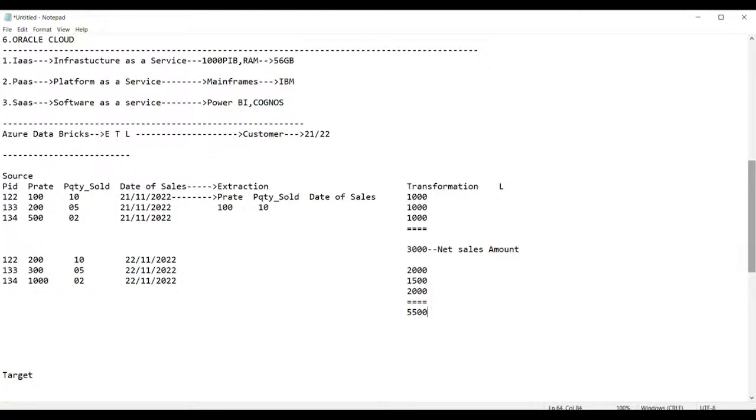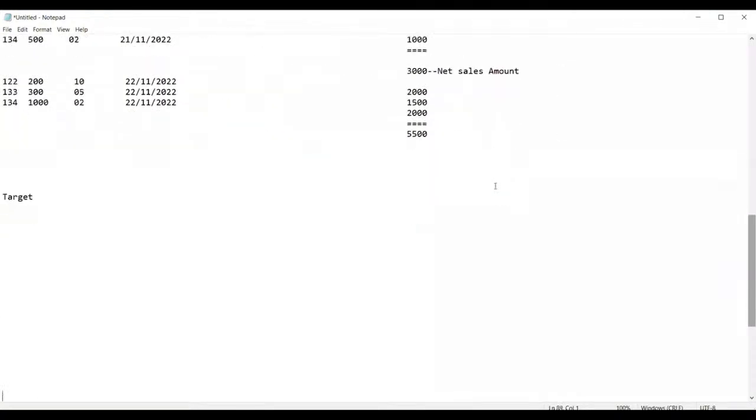Now, guys, this is the net sales amount, and this process is called the transformation process. It's done now. Finally, you will be loading. Where will you be loading the data? Finally, you will be loading the data into the target. So how will I load the data? I will load the data like this. See here, I'm loading the data.